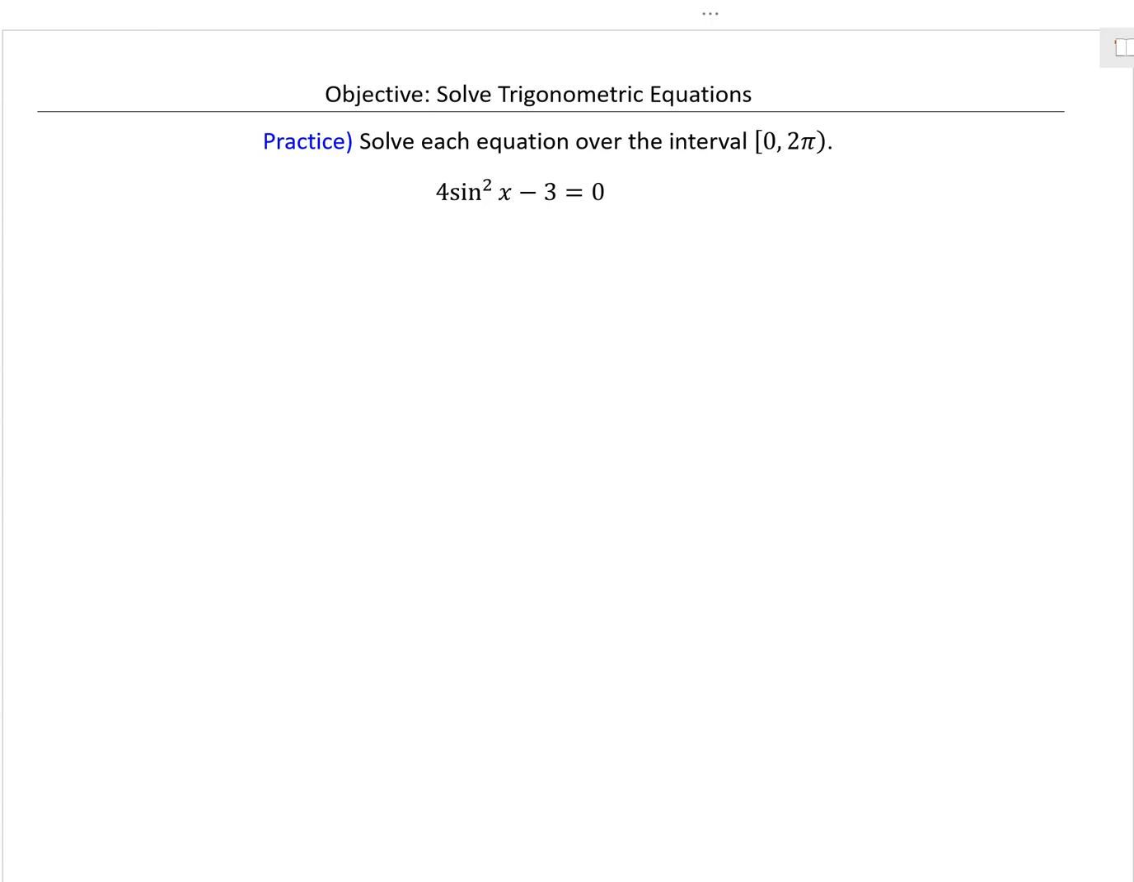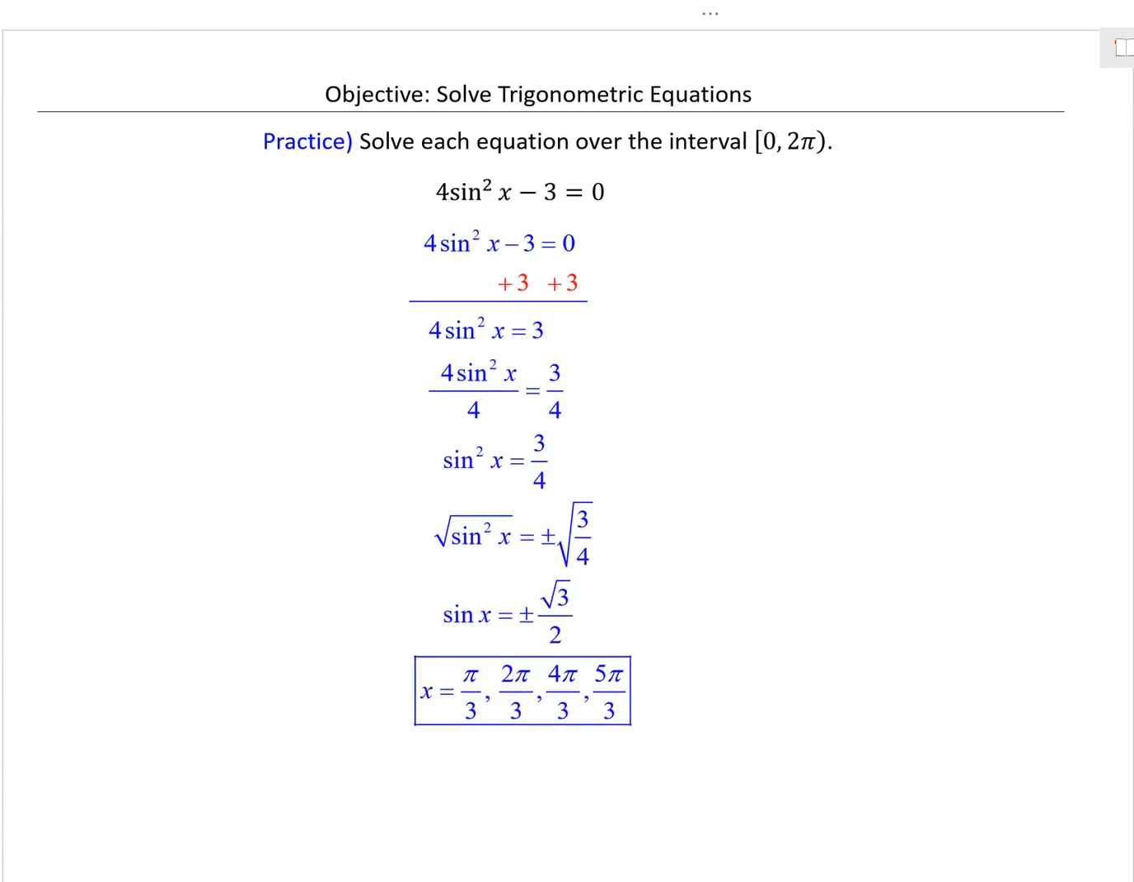All right, let's take a look at the solution here. So adding 3 and dividing by 4 gives us sine squared equals 3/4. Then we take the square root of both sides. This is the same thing as taking the square root of sine of x quantity squared. So the square and the square root cancel. And then this is the square root of 3 over the square root of 4, and the square root of 4 is 2. So there's no need to rationalize here.